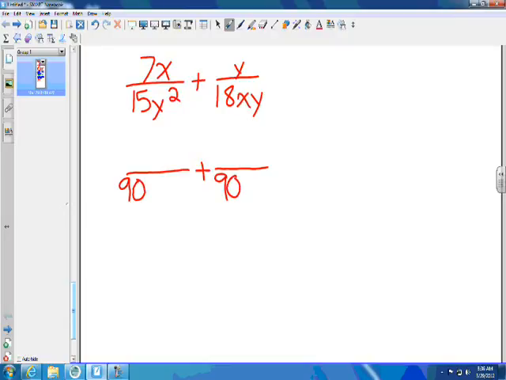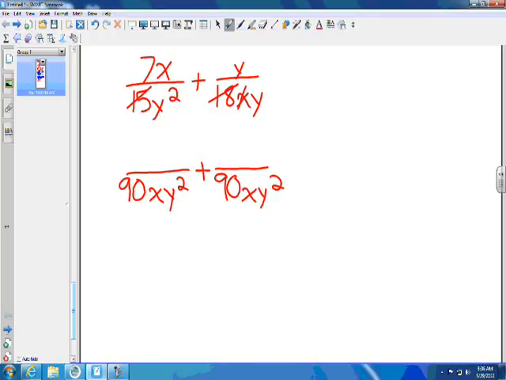90 and 90. What's the first alphabetical letter? X. What's the highest X we see? Plain X. So that goes in there. I haven't been crossing off. We've accounted for the 15s, the 18, and the X. Now the Y's. What's the biggest one? Y squared. That is your common denominator, and we've already got it underneath there ready to go.